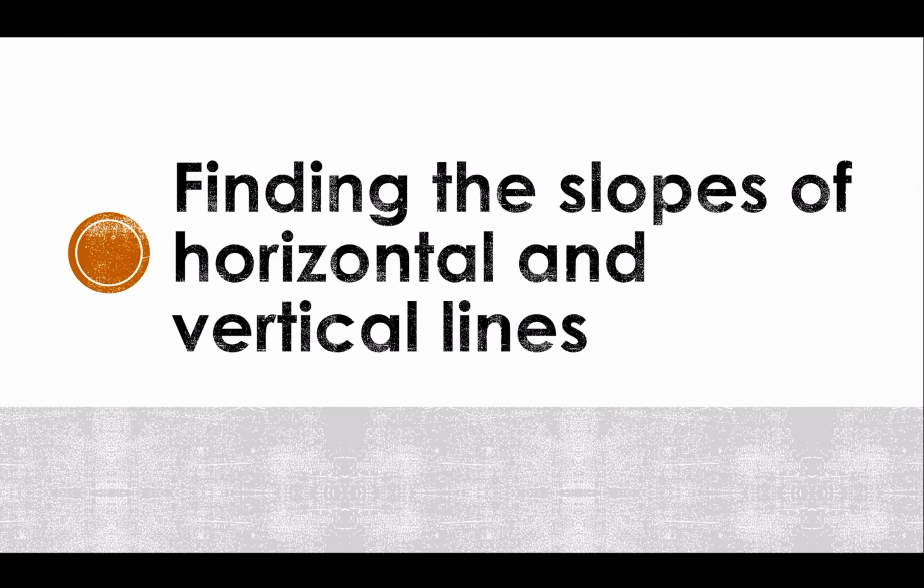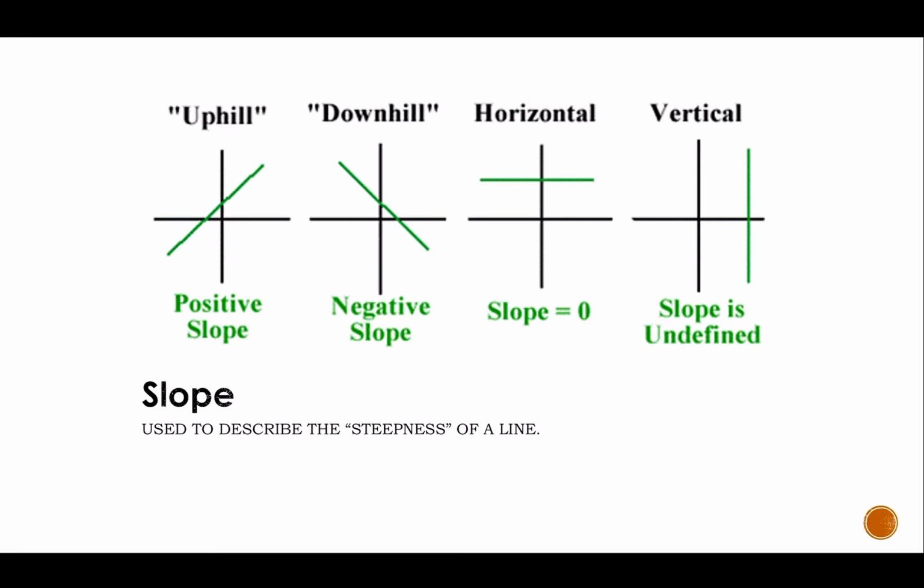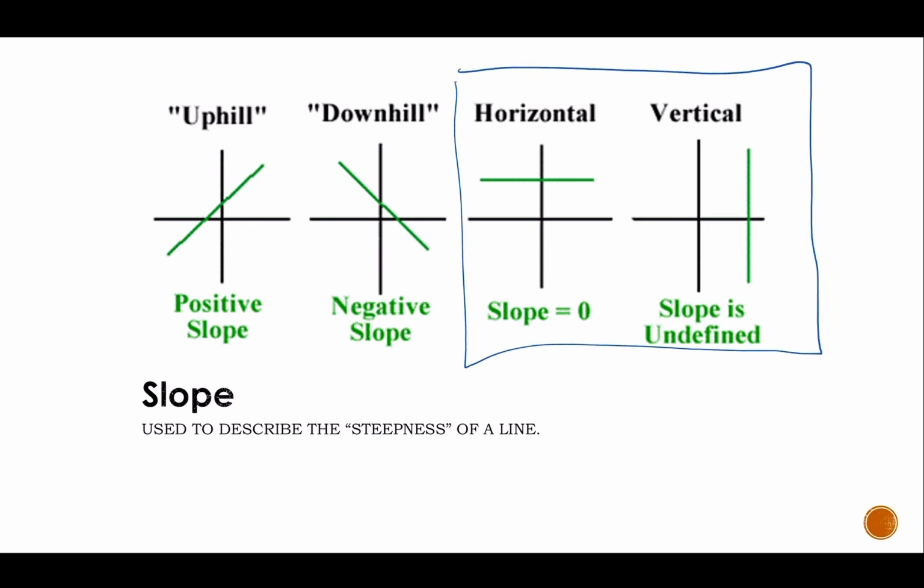This video covers finding the slopes of horizontal and vertical lines. So, we've been talking about slope and how it's used to describe the steepness of a line. And there are four types of slope: positive slope, negative slope, zero slope, and undefined slope. This video is going to focus on slope of zero and slope that is undefined.